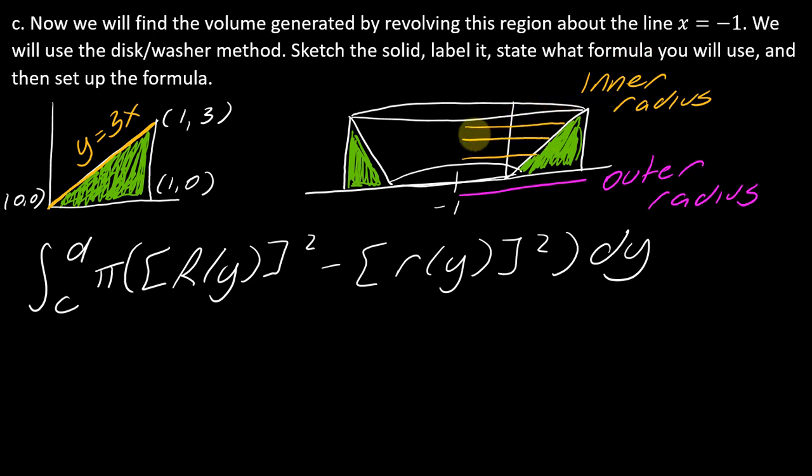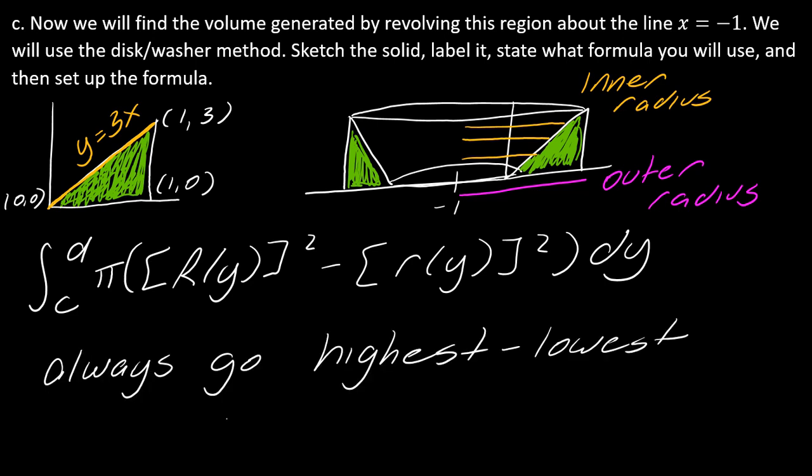But as you can see from my inner radius, depending on where I am, it's going down this slope to this center line in here. So there's going to be this difference. Okay, and remember, you always go from the highest to the lowest.